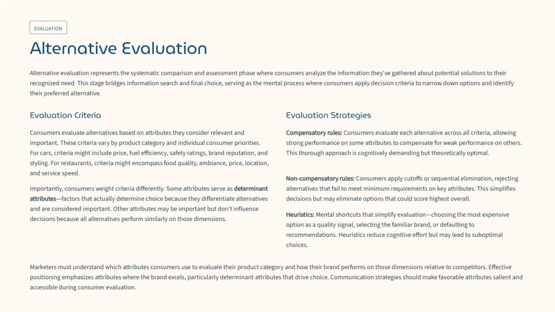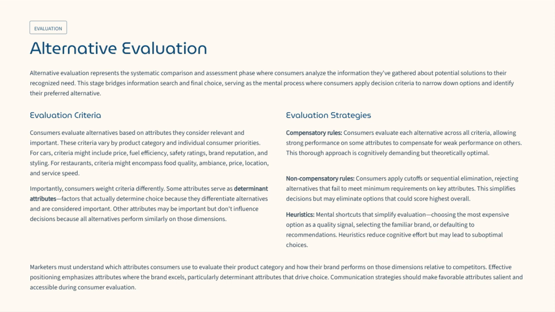Now, let's talk about what marketers need to understand when it comes to consumer evaluation. It's crucial to know which attributes consumers use to judge their product category, and also how your brand performs on those attributes compared to competitors. Effective positioning focuses on highlighting the attributes where your brand truly excels, especially those determinant attributes that really drive the consumer's choice. Your communication strategies should aim to make these favorable attributes stand out and be easily accessible during the consumer's evaluation process.